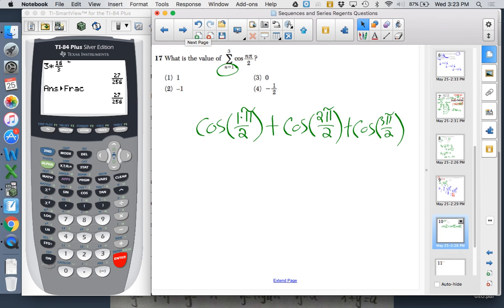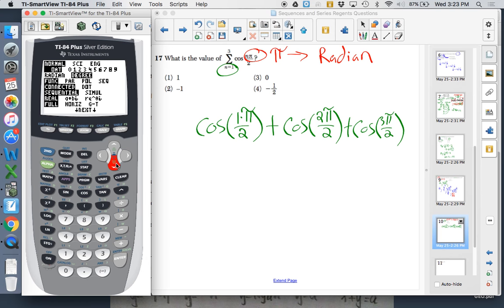The only thing I want to make sure of, because I see a pi in the problem, pi, generally speaking, means radian mode. So if I'm in radian mode, I should be all good. I'm not. Switch it into radian mode, and let's set this baby up. Cosine of 1 pi over 2, close that up, plus, you actually could have done this whole thing in your calculator. I'll show you that in a second.